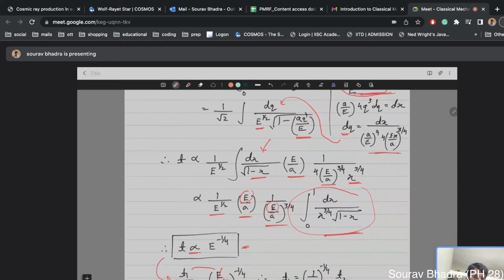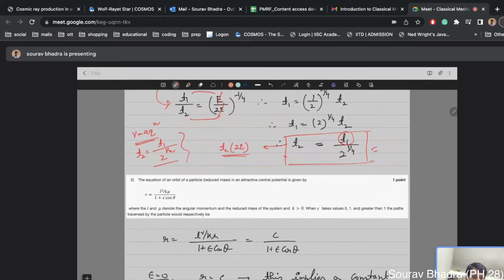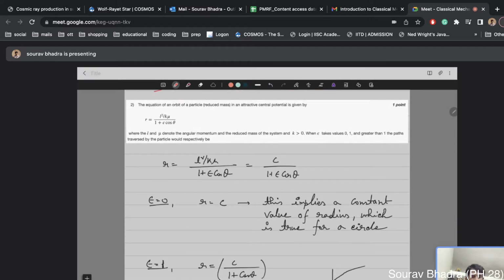Now coming to another problem. It is a problem where the form of R has been given, that is L square by K mu by 1 plus epsilon cos theta. You all know this equation really well.